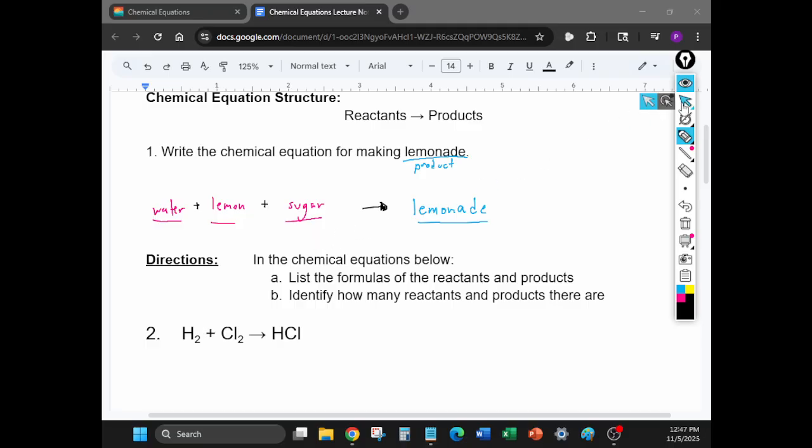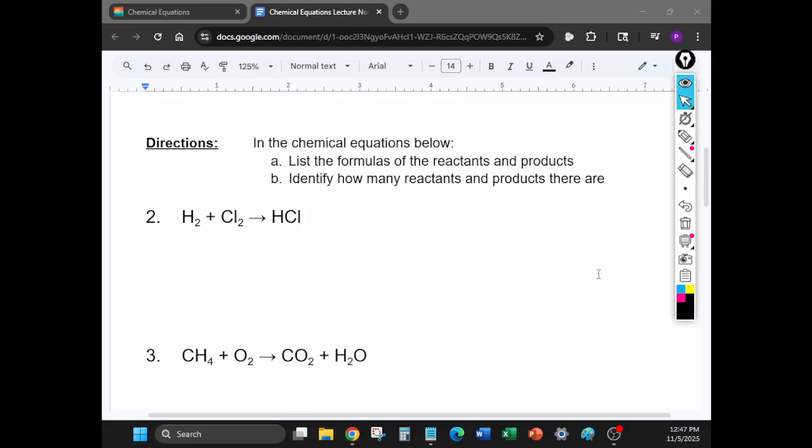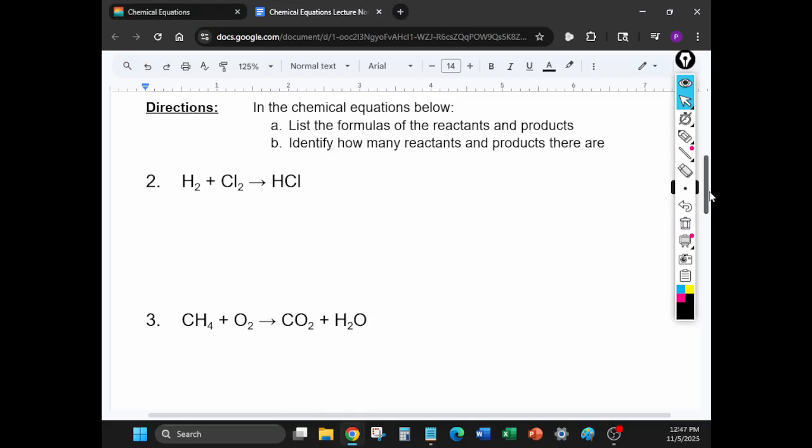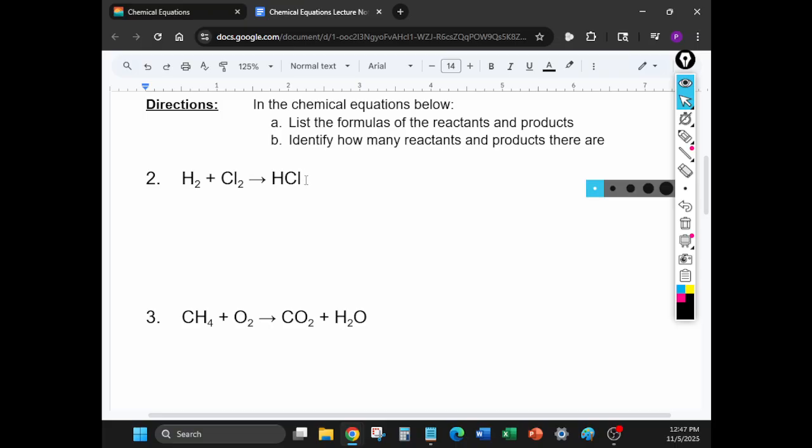Okay, so let's look at actual chemical equations now. First thing we're going to do is we're going to analyze them to see what the reactants and products are, and then I'm going to teach you guys how to write the actual equations. Okay, so we're going to take a look at number 2, and what I want you guys to do right now is just take a minute, copy down the equation, and then I'll show you guys how to solve the problem. This is the first type of problem that's on your assignment, but copy down the equation for right now.